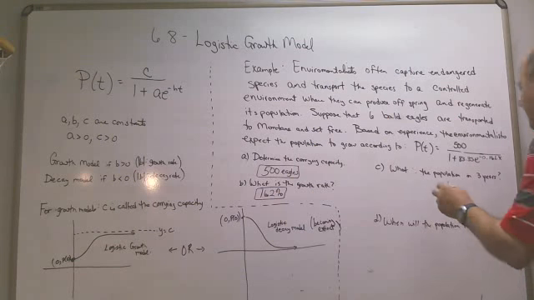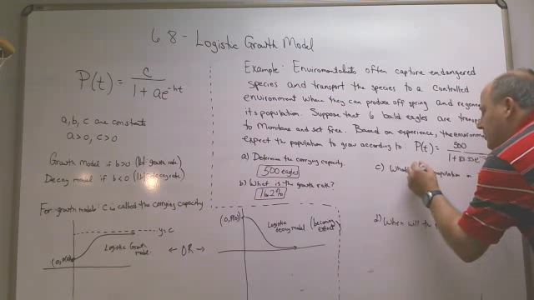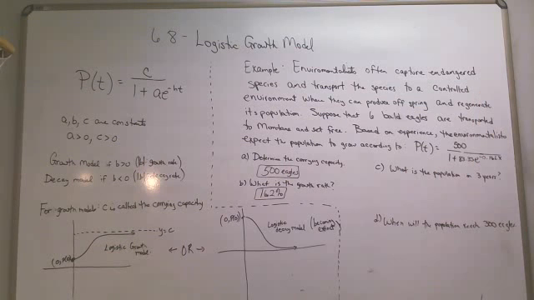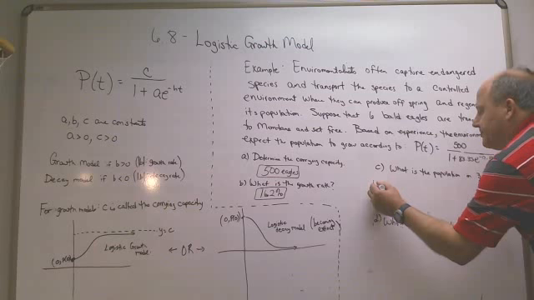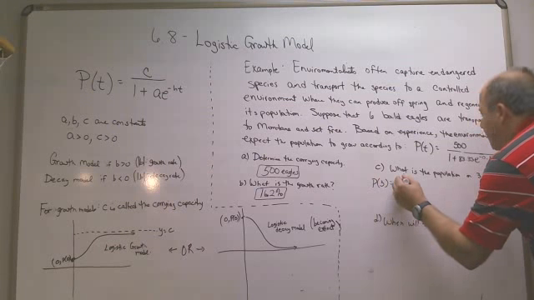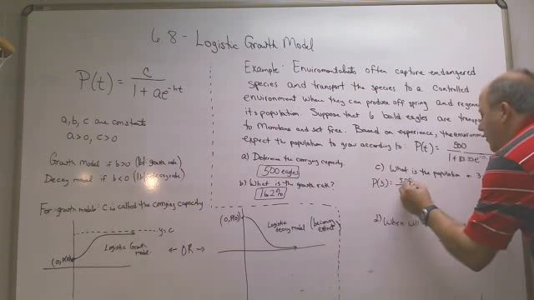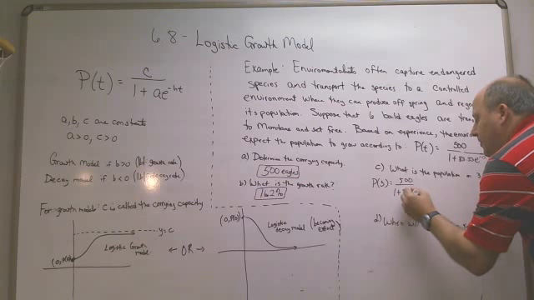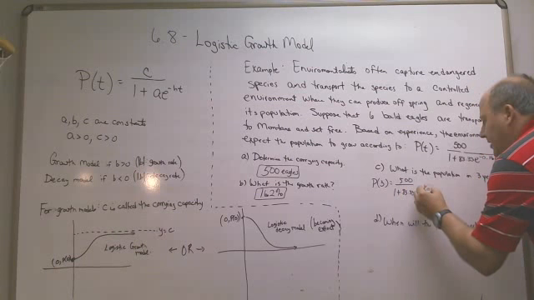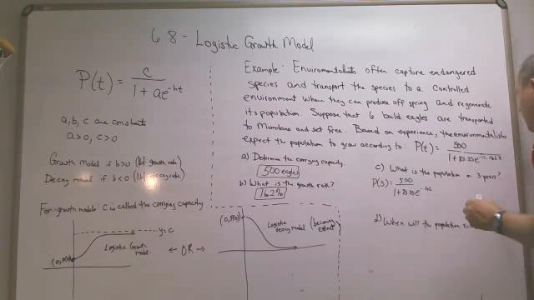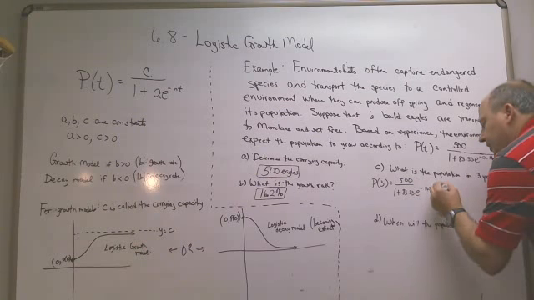Now, what is the population in 3 years? What that basically means is I just need to put a 3 into the formula, and that'll tell me what the population is in 3 years. So it's just a simple plug and chug. So P of 3 would be 500 over 1 plus 83.33 e to the negative 0.162 times 3.